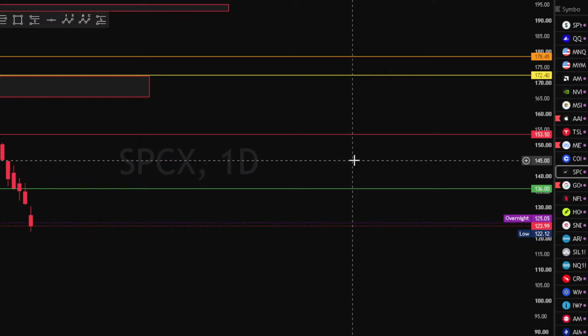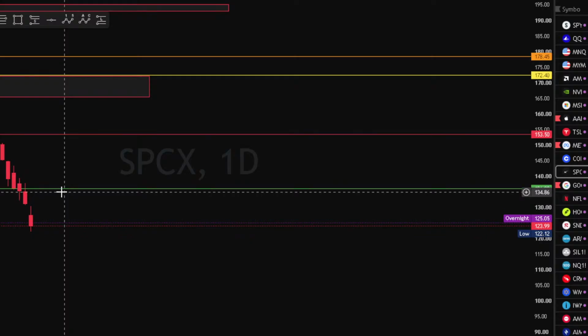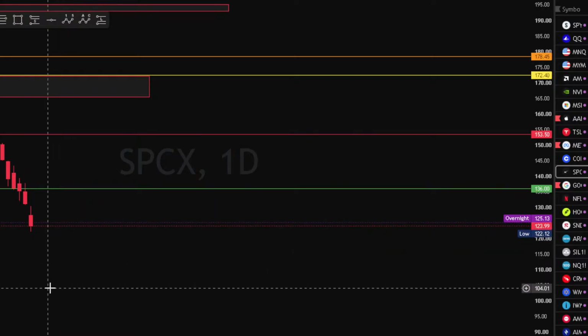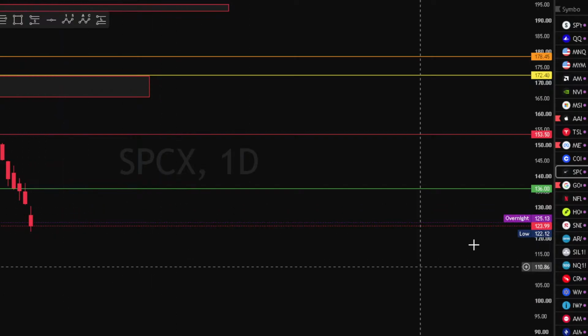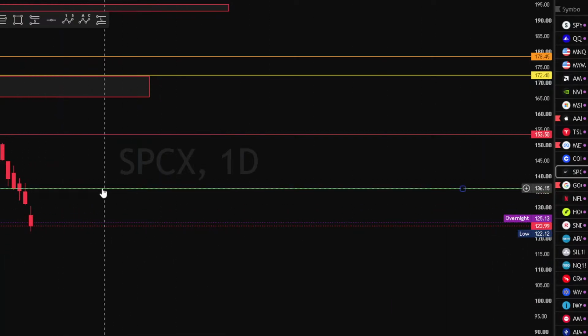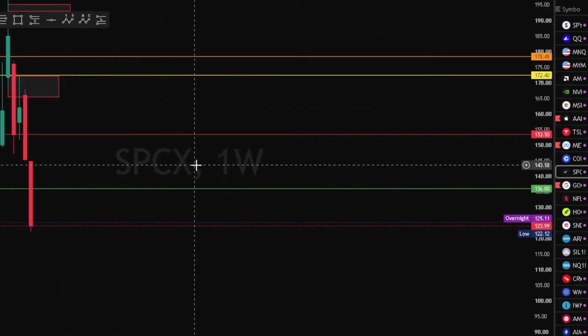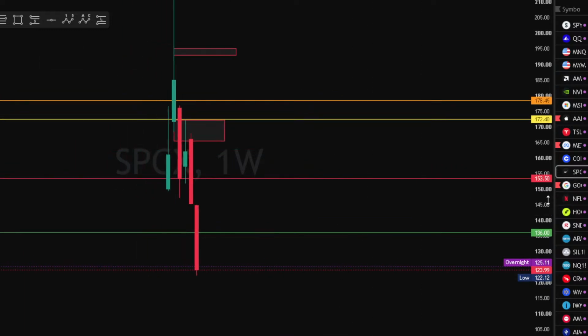Other than that, I don't think I want to mess with it from 135 down to, I'd say, like $100 basically. I don't really want it inside here. I want it when the market is going to be moving. So SpaceX, I'm just being honest, I'm not looking forward to it right now.